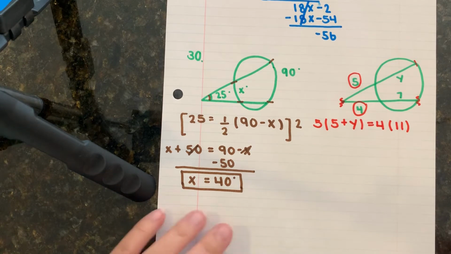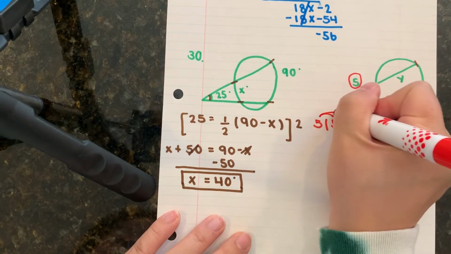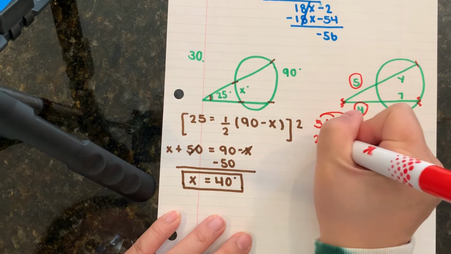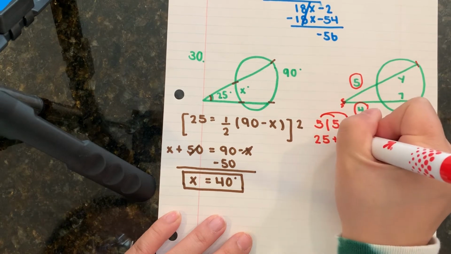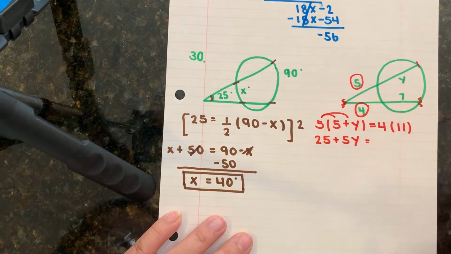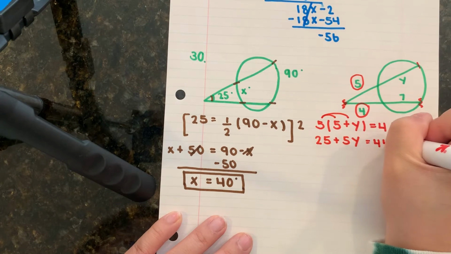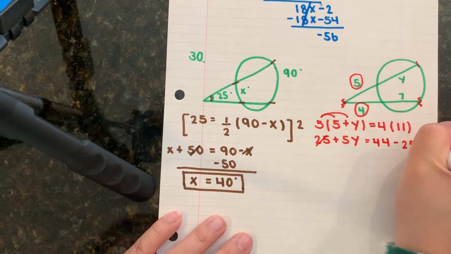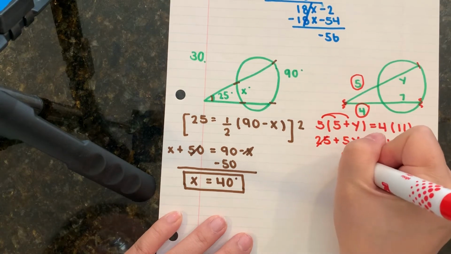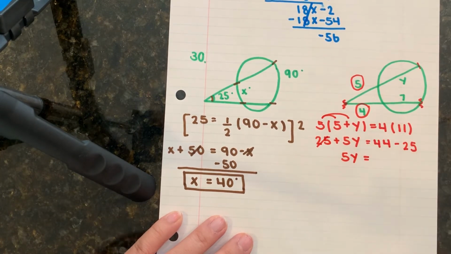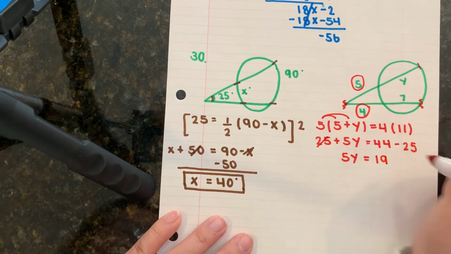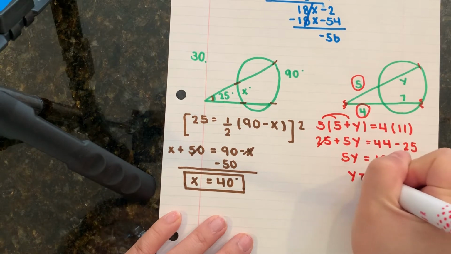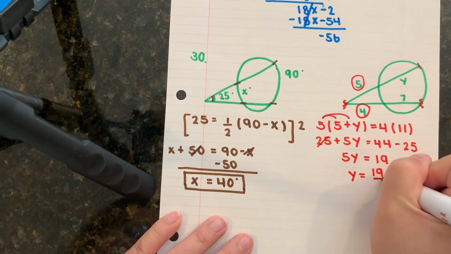Now you're solving for y, so you're going to start by distributing. So we have 25 plus 5y equals 44. We're going to subtract 25 from both sides, and that's going to give me 5y is equal to 44 minus 25, which is 19. And therefore your answer for y is going to be 19 over 5.